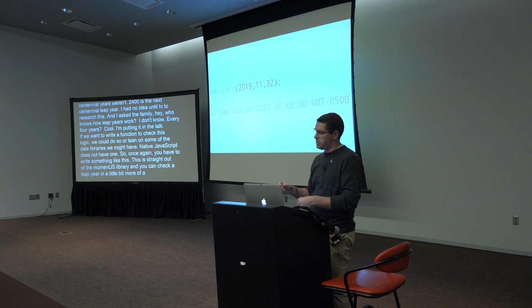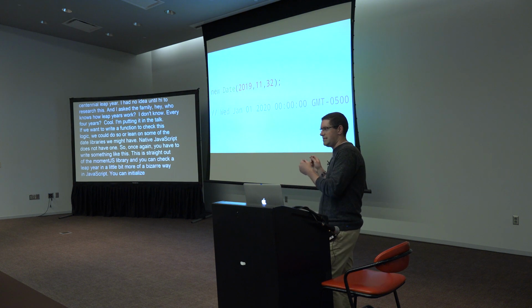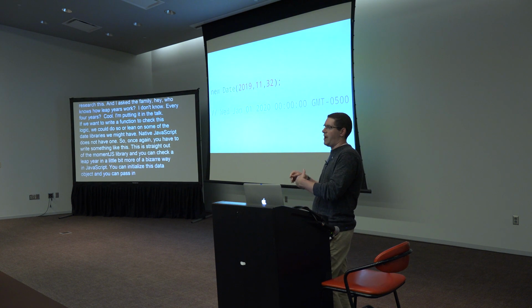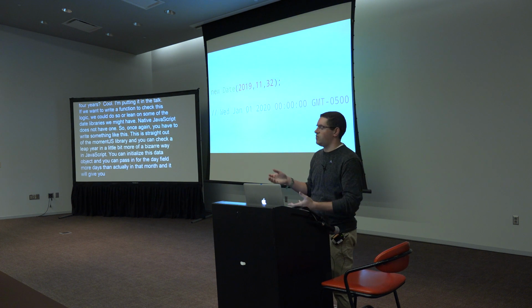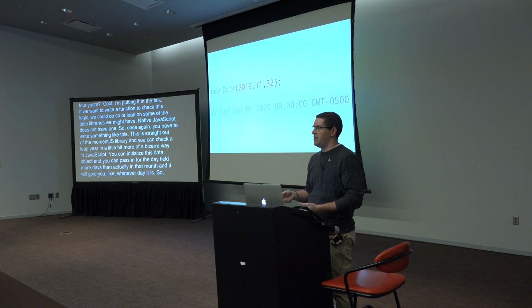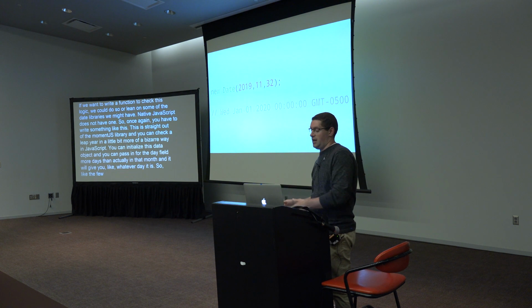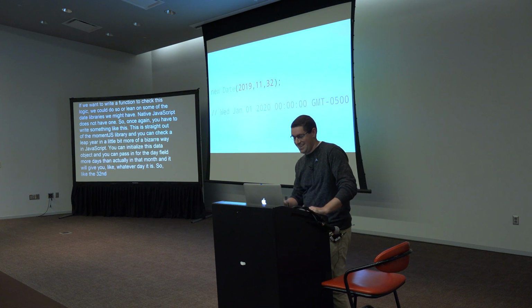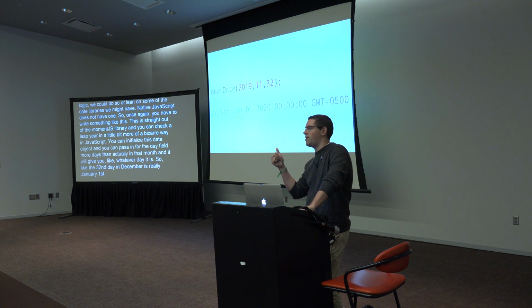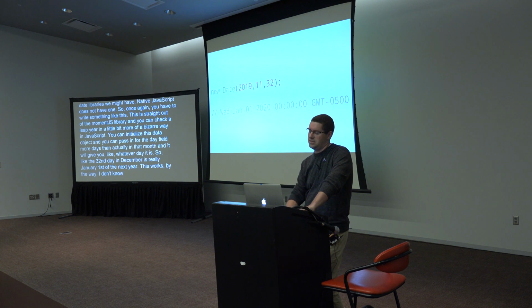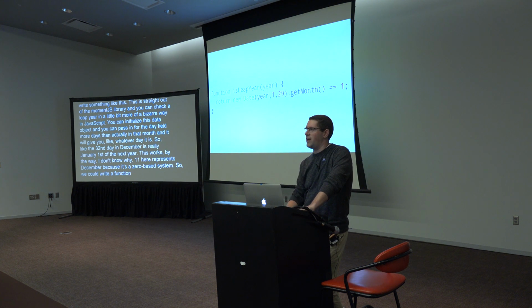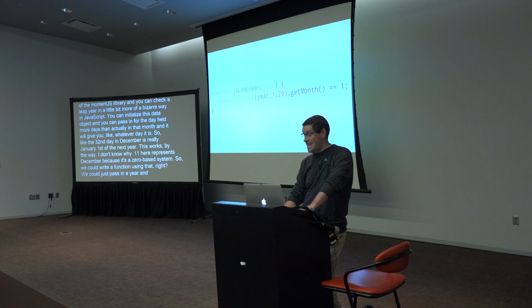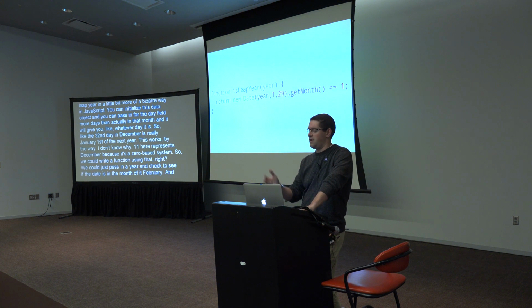You can initialize a date object, and you can pass in for the day field more days than are actually in that month, and it will give you whatever day it is. So like the 32nd day in December is really January 1st of the next year. This works, by the way. I don't know why. So 11 here represents December because it's a zero-based system. So we could write a function using that, right? We could just pass in a year and check to see if the date is in the month of February, and if it is, it's a leap year.